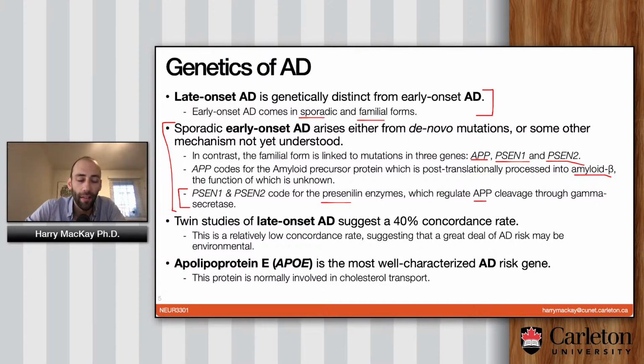Now, when we get into late onset Alzheimer's, which is going to be the main focus of this class, there is also a genetic cause there. Twin studies seem to suggest there's about a 40% concordance rate, which is relatively low as far as these kinds of things go.